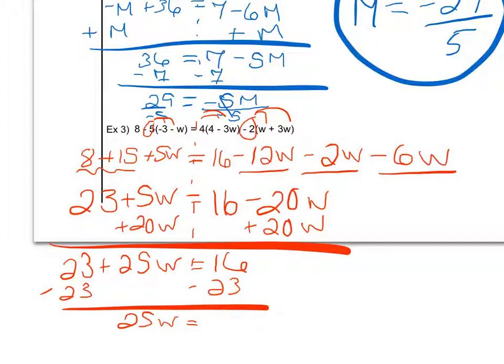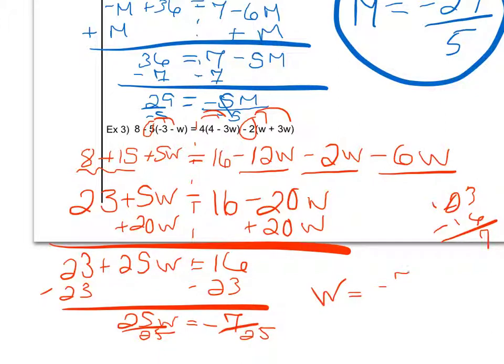I'm going to do a little bit of scratch work. Gives me negative 7, and then I'll divide by 25. When I divide both sides by 25, I end up with w equals negative 7 over 25.